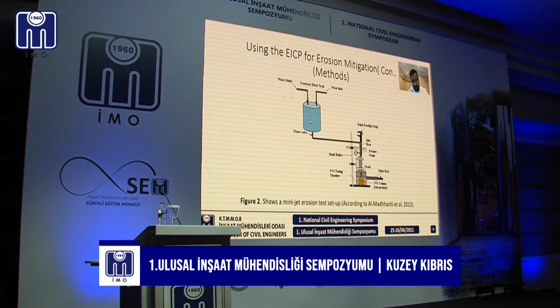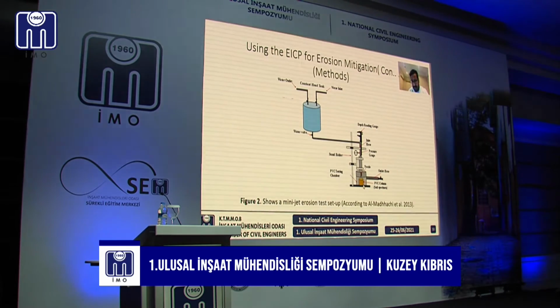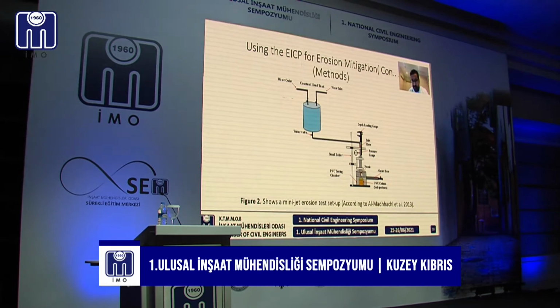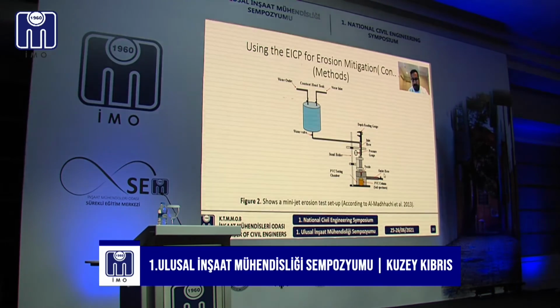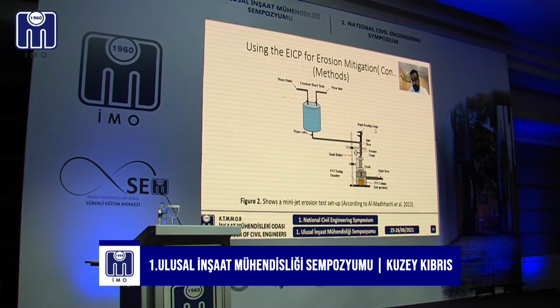As you can see, this is the constant head tank. This is the chamber where we put our samples. This is the nozzle, so we apply different pressures. We apply the pressure here and we get the jet. So this is our setup. After that, we measure the depth with the depth reading gauge over time.